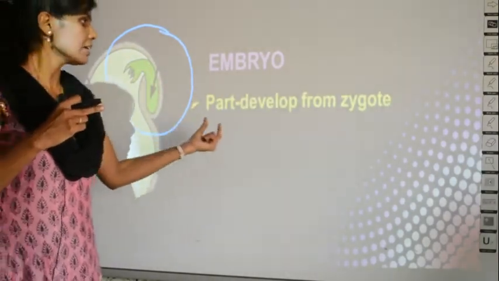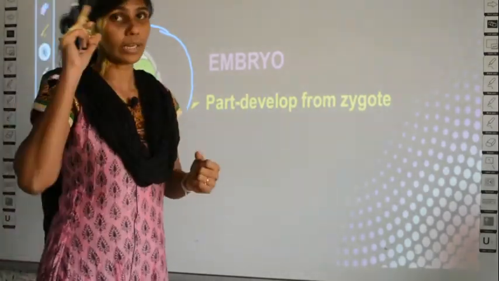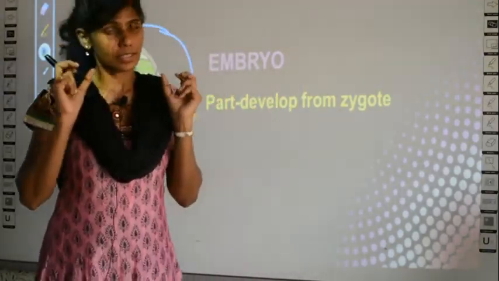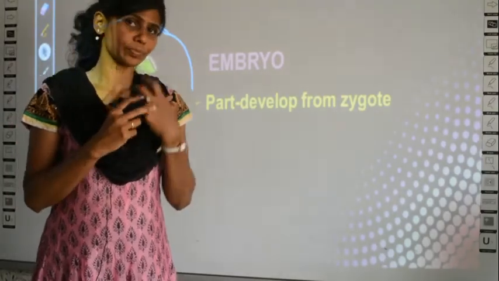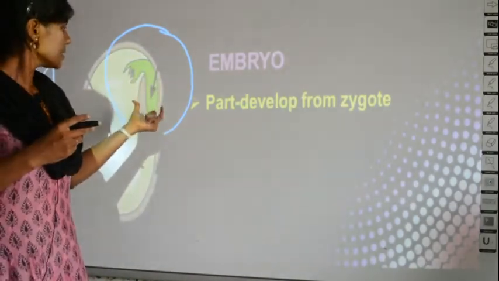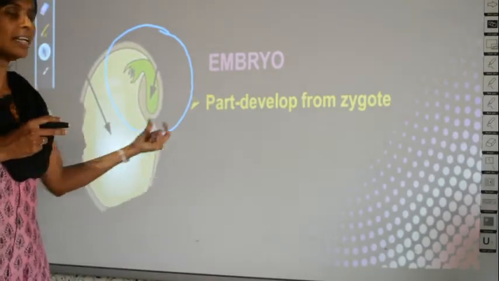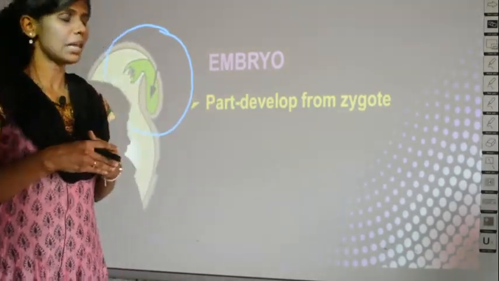The embryo is the part that developed from the zygote. What is a zygote? Initially in the first slide I told you, the fusion of male and female gametes, that is the fusion of pollen grains and the stigma, will result in the formation of the zygote, the egg region. So this region is developed from the zygote. Zygote is formed from the fusion of male and female gametes.